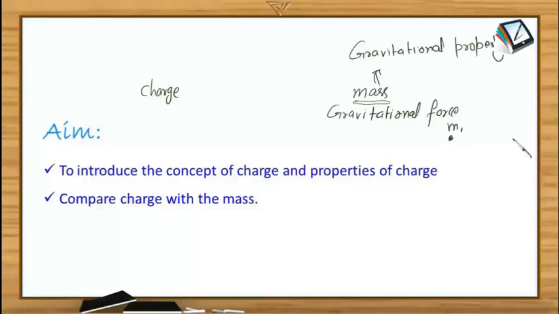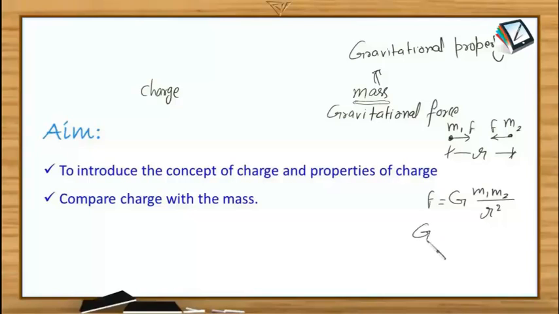And when two objects having masses m1 and m2 are kept at a separation r from each other, they apply a force of attraction on each other, which is written as F is equal to G m1 m2 divided by r square, where capital G is the universal gravitational constant and its value is 6.67 into 10 to the power minus 11 Newton meter square per kilogram square. I think most of you must be aware of this formula, F is equal to G m1 m2 upon r square.